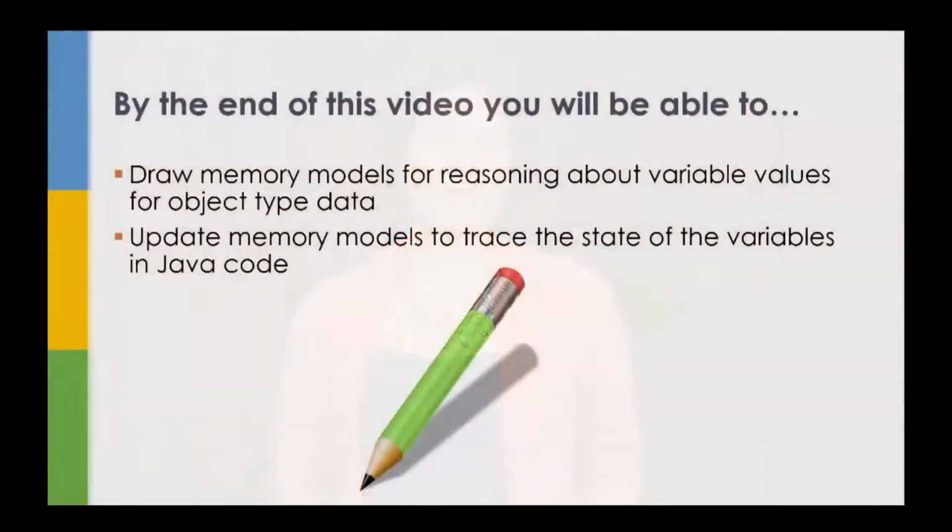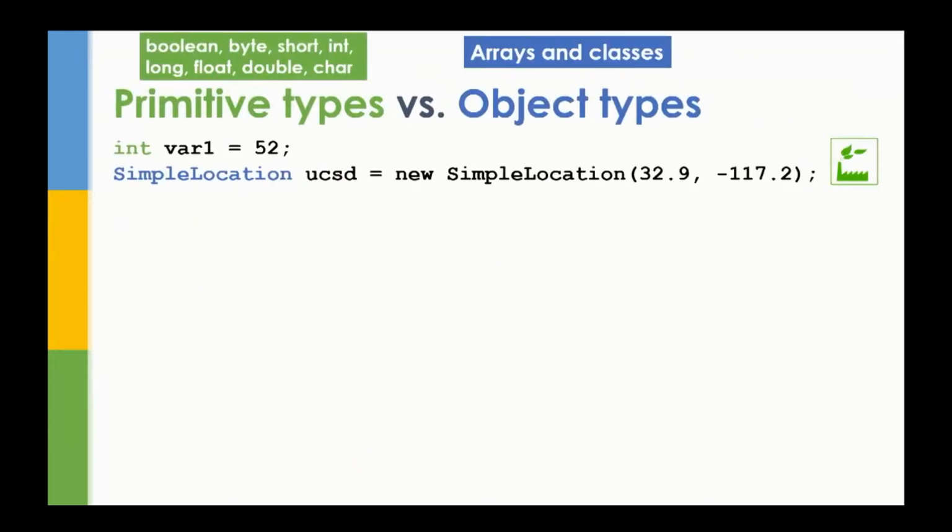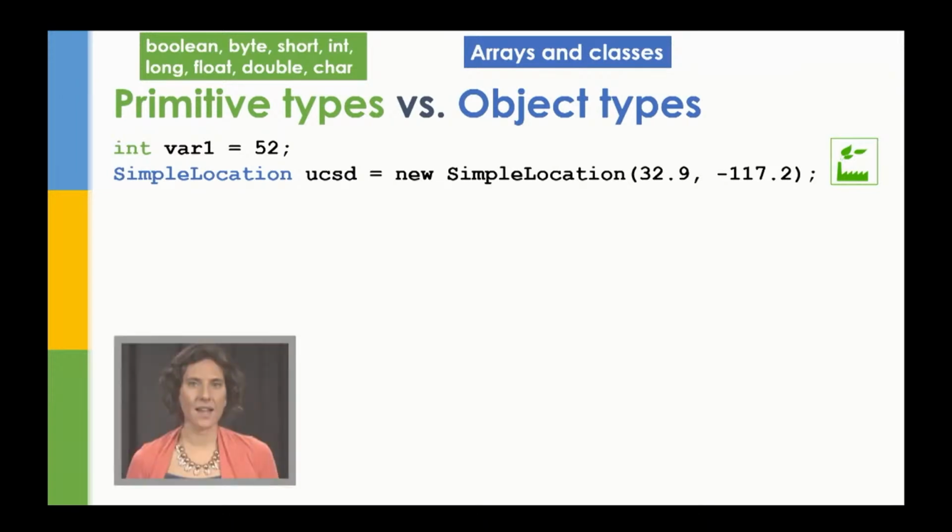So in the last video, we drew memory models using only primitive type data. In our case, last time it was integers. But this time we're going to add objects into our memory models. So our goals for this video are basically the same as last time, only this time you'll be able to draw memory models using object type data and primitive type data, and reason about code that uses both primitives and objects.